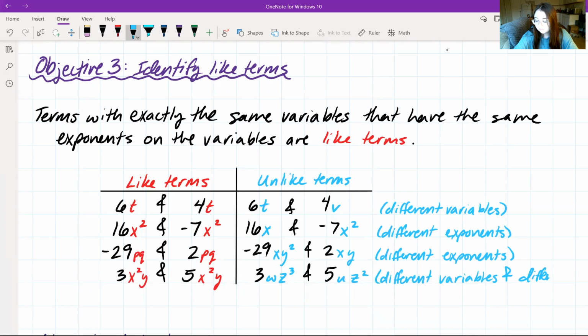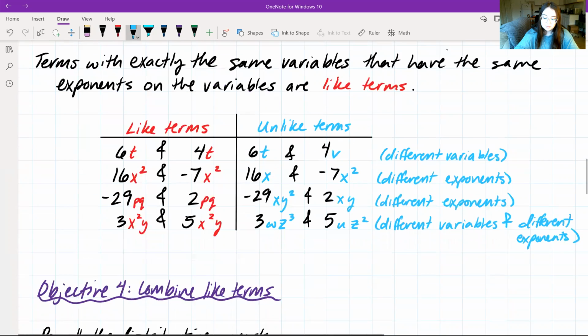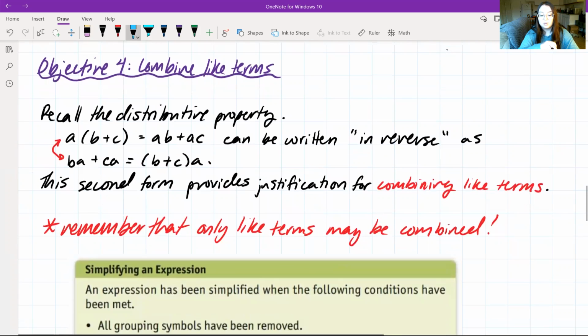and different exponents. Since we see that w and u are different variables, but then we also see that we have a z cubed and a z squared. So we have different variables and different exponents. So this would also make these unlike terms. It's going to be useful to identify our like terms and our unlike terms, since in our next objective we are going to be combining our like terms.